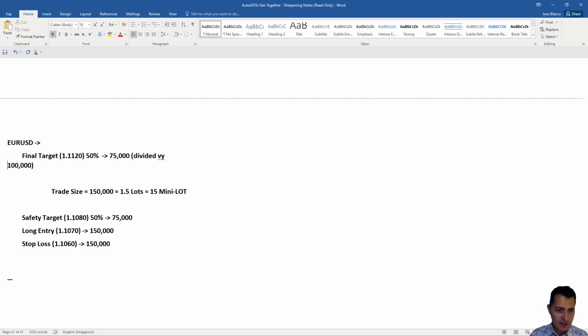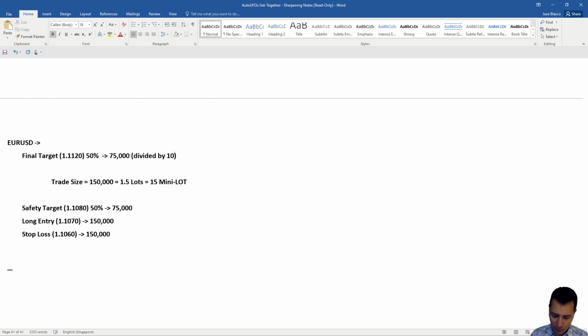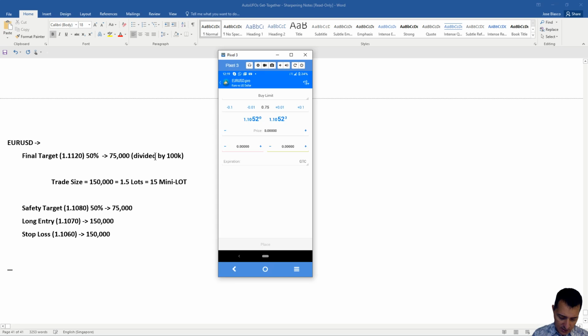Okay, sorry for that. Okay, so let me do this. It doesn't fit. I'll do 100K. Here we go. So 75 divided by 100K, that is 0.75. That's what it is. Okay, it's almost 1 lot. It's less than 1 lot. It's 0.75 lots. Okay, that's what it is.